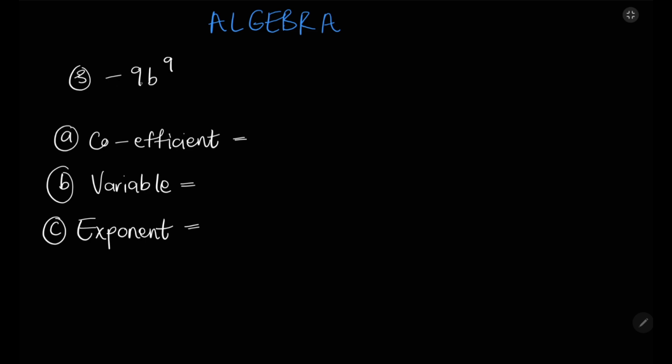Let's try negative 9b to the power 9. What is your coefficient? Your coefficient is negative 9. And your variable is b. And your exponent is also 9. Your exponent is 9, not negative 9, as that is your exponent. Let's try the last example. f to the power 3. What is your coefficient? You know that there's an invisible 1, so your coefficient is 1. Your variable is f, and your exponent is 3.